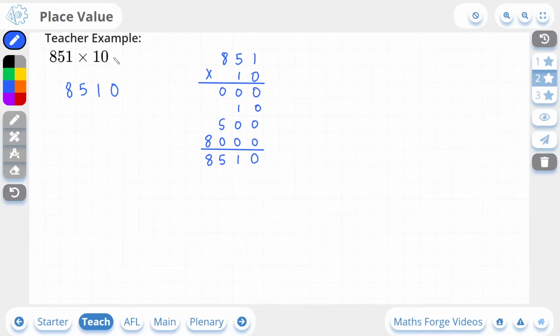So if you times by 100, so 100 has 2 zeros, you'd write the number in the calculation, 851, followed by 2 zeros. If it's times 1,000, then it's 3 zeros. Times 10,000, well, that has 4 zeros, so your answer is going to have 4 zeros as well. And this doesn't work for every multiplication question, but it does work for multiplication questions where you have a 1 followed by a bunch of zeros. So if we just check our answer, that is the case.